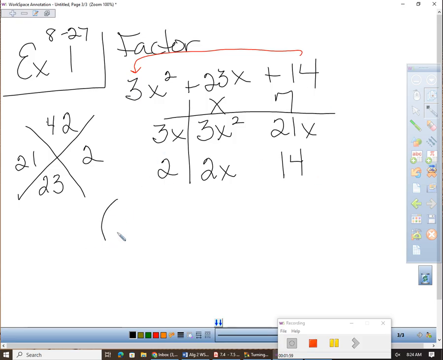So now we write our factors. We have 3x, and it's a positive 2, so plus 2. And the top one is x, that's a positive 7, so plus 7. If I had a greatest common factor that I took out, I would write it here. All right, so questions before I keep going? No questions? Okay. Let's try another one.